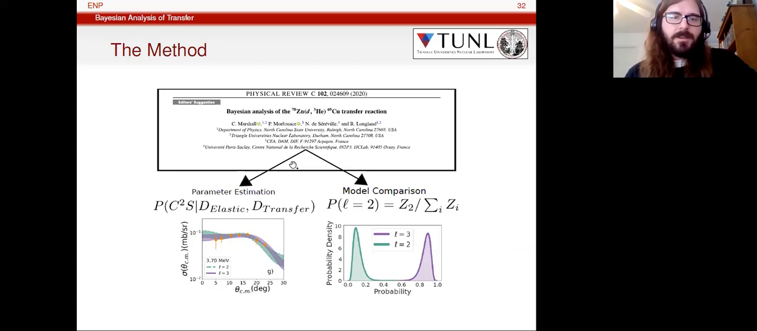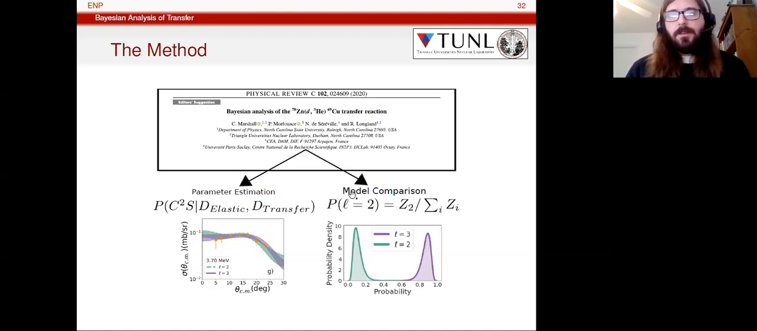So this is really aimed towards an experimental perspective on the issue. What we see here is that the Bayesian method breaks down into two distinct quantities that we're interested in, which are also estimated in distinct ways. We have the traditional case of what's called parameter estimation, where we estimate the probability distribution of the spectroscopic factor, which is dependent on our elastic scattering data, informing our optical model parameters, and then the transfer data set. That's what we're showing here: these bands are the calculated transfer cross-section with some 68% credibility interval, shown for the L equals 3 and L equals 2 transfer.